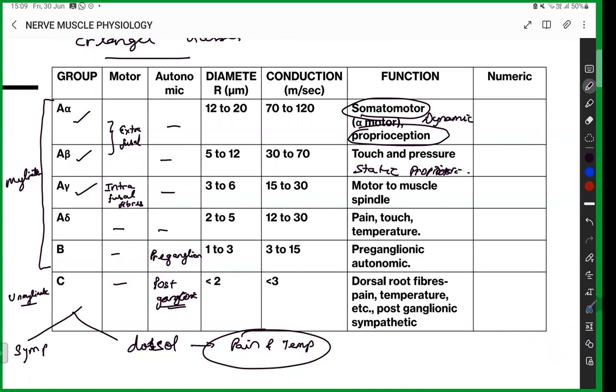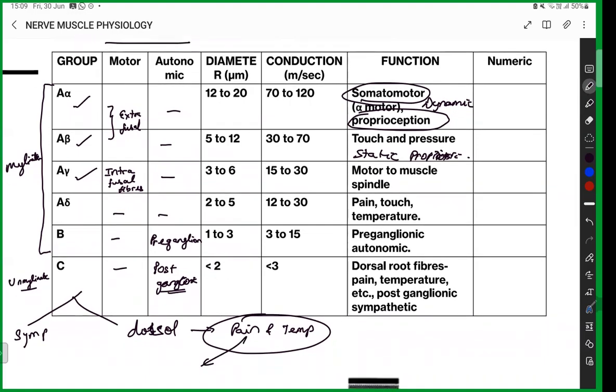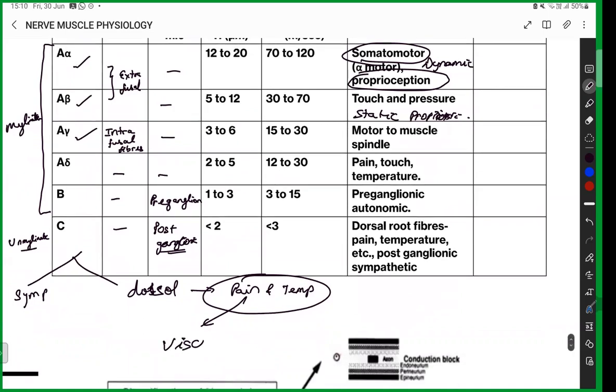Similarly, A gamma, do they have some sensory fibers? No sensory fibers, only motor fibers. They go as a motor fiber to the muscle spindle. Similarly, you have A delta. A delta carries superficial pain, that is fast pain, and cold. Whereas your C carries pain again, that is dull pain or visceral pain. This is going to carry visceral pain.